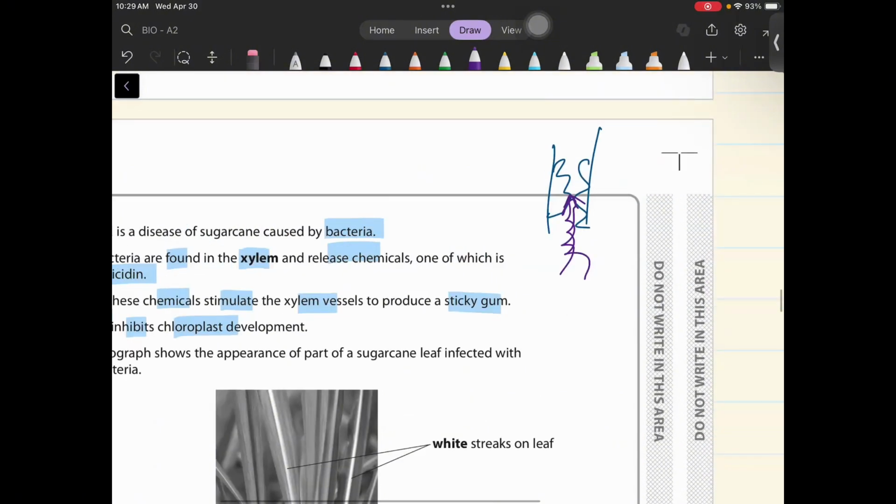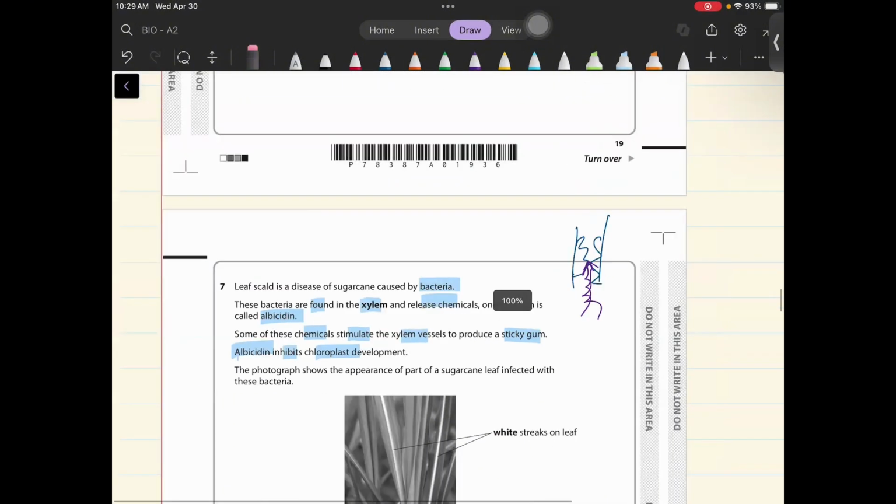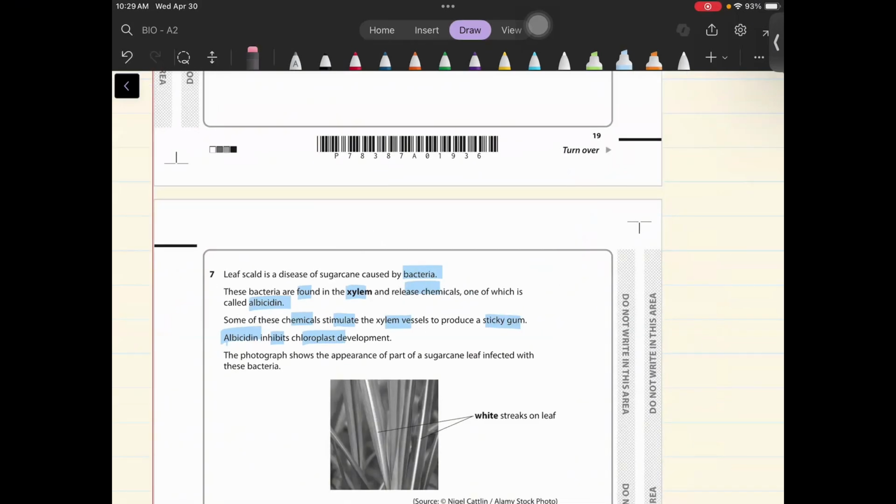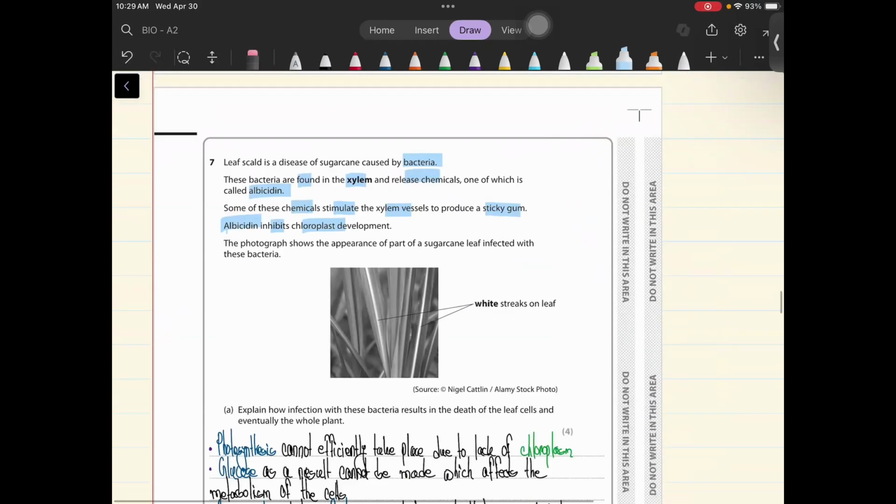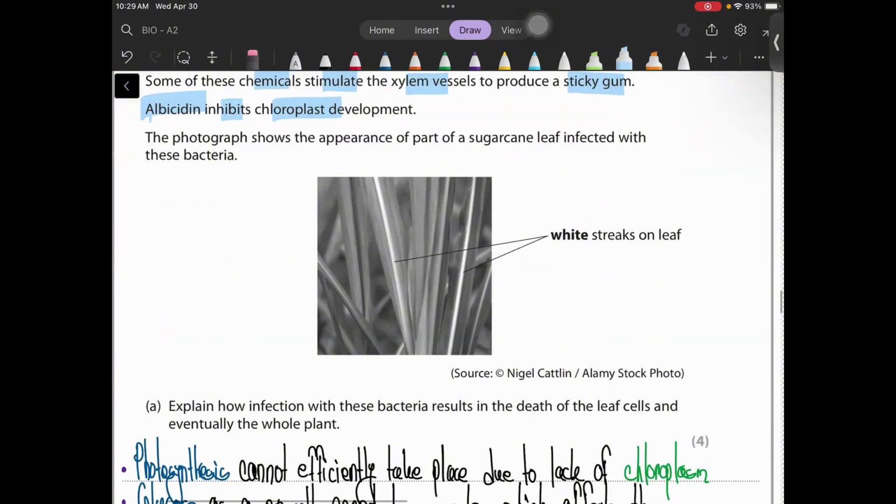All of the concepts of IGCSE. So basically in your A2, you have to combine all of the concepts that you have learned in IGCSE, AS, and A2. All three are combined together. It's a mixture of concepts from all of these classes. So explain how infection with this bacteria results in death of leaf cells and eventually the whole plant.